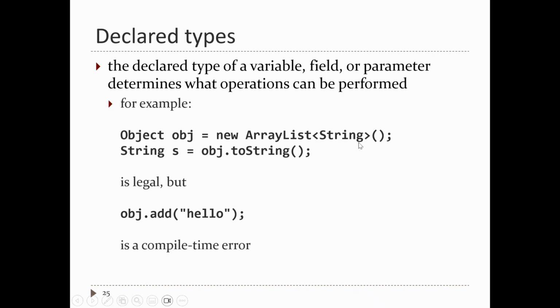The problem that programmers new to object-oriented programming languages get into is they say, hey, I've got an array list, I've stored that in OBJ, I should be able to call an array list method using OBJ. So they write obj.add, and the compiler says that's not right. Why does the compiler say that's not right? What is the declared type of OBJ? Well, it's object. Does object have an add method? The answer is no. Object does not have an add method. So this is not legal in Java.